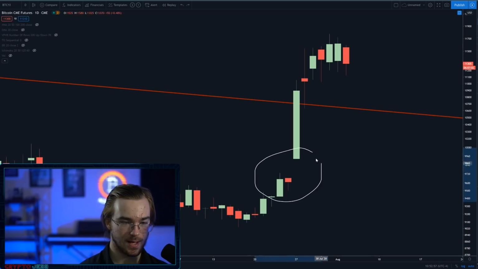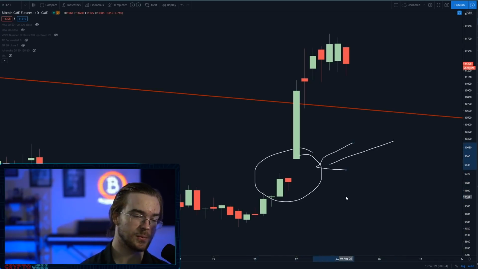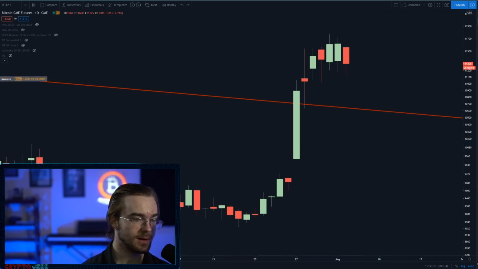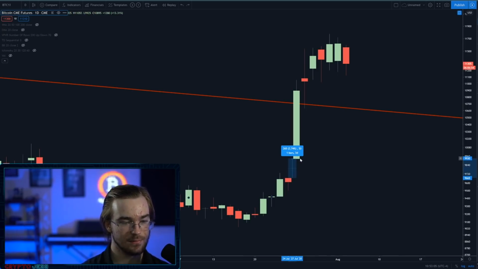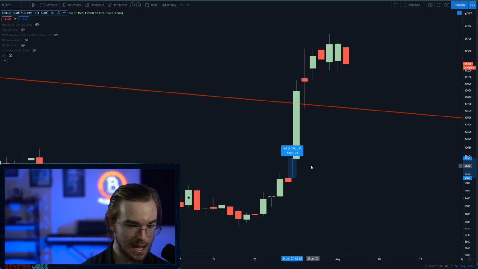Anyway, let's get on to the chart. This gap. Yeah, that one right there. This one is the one that everybody's been talking about. There has been a lot of conversation in the cryptocurrency space over the last couple of days about this $260 tall gap on the CME futures.